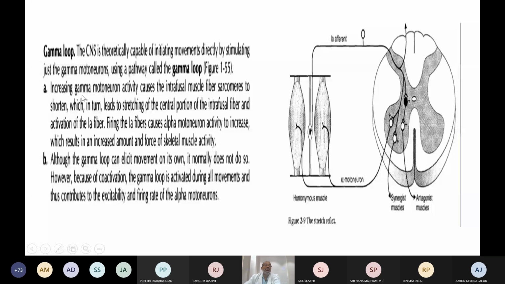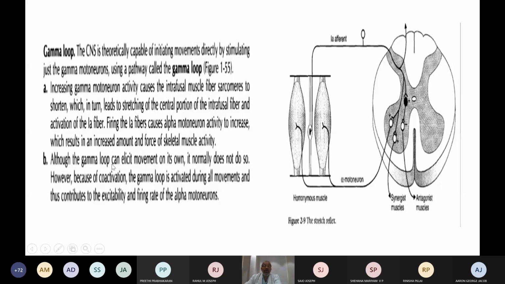So, the gamma loop. What is the gamma loop? The CNS is theoretically capable of initiating movements directly by stimulating just gamma motor neurons using a pathway called the gamma motor loop. Increasing the gamma motor activity causes the intrafusal muscle sarcomere to shorten, which in turn leads to stretching of the central portion of the intrafusal fiber and activation of 1A fibers. Firing of 1A fibers causes alpha motor neuron activity to increase, which results in an increased amount of force of skeletal muscle activity.